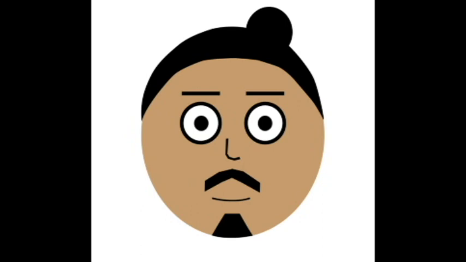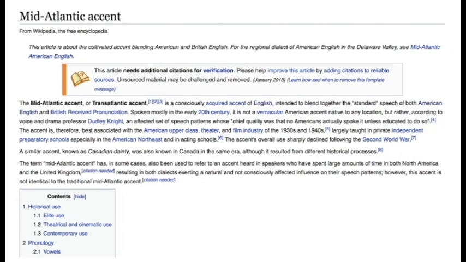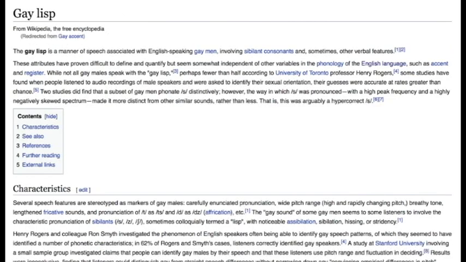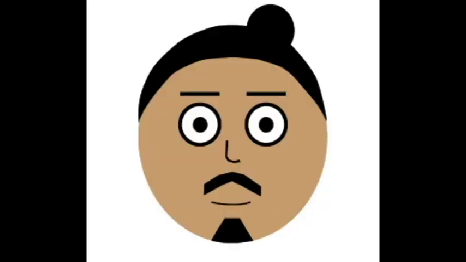Social variation in English exists, for example, in the so-called Mid-Atlantic accent, which is supposed to be a regionless, neutral accent between American and European English. Another example is the so-called gay accent, or gay lisp. This one is a bit different. Even though they're both used to express membership in a group, the Mid-Atlantic accent was meant to denote education and higher status, whereas the gay accent is sometimes mocked.